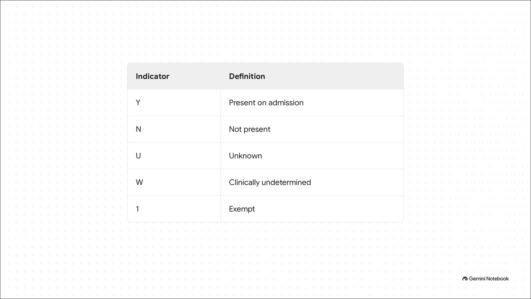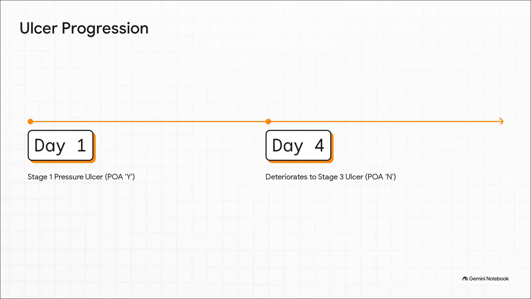And finally, 1 means exempt. That's for specific codes, like congenital anomalies, that are legally exempt from POA reporting altogether. To really see why precision matters here, let's look at a timeline. Imagine a patient is admitted on day 1 with a stage 1 pressure ulcer. By day 4, it deteriorates into a stage 3 ulcer.